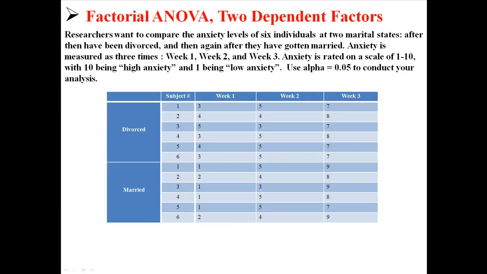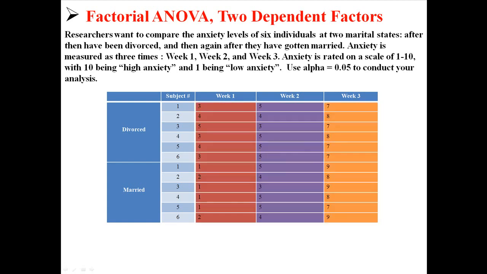So here's our example. Researchers want to compare the anxiety levels of 6 individuals at two marital states after they have been divorced, and then again after they have gotten remarried. So anxiety is measured at 3 times, week 1, week 2, and week 3. Anxiety is rated on a scale of 1 to 10, with 10 being high and 1 being low. Use alpha 0.05 to conduct your analysis. We're going to see if there are any differences anywhere.